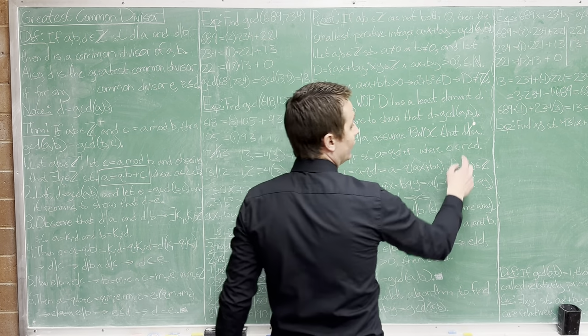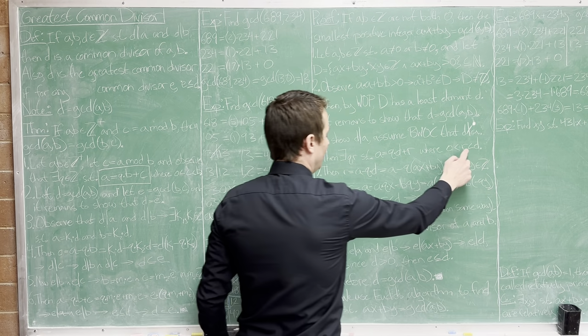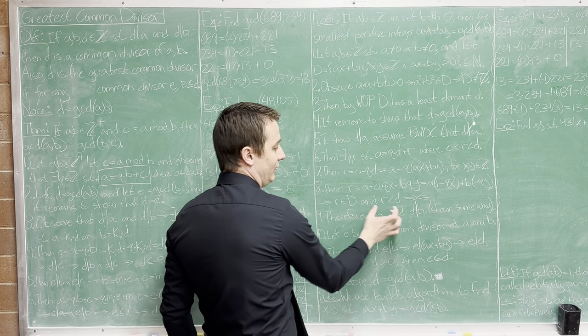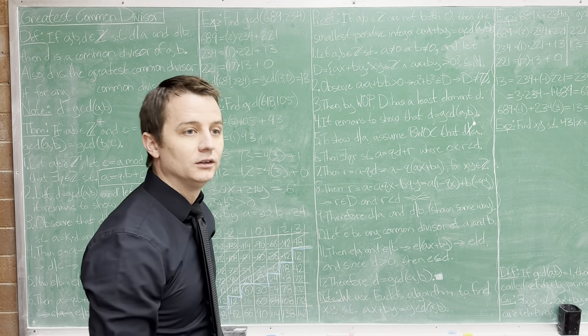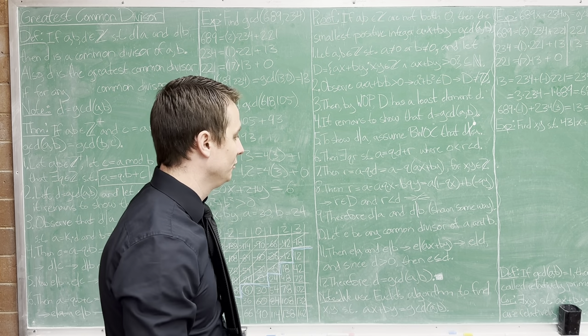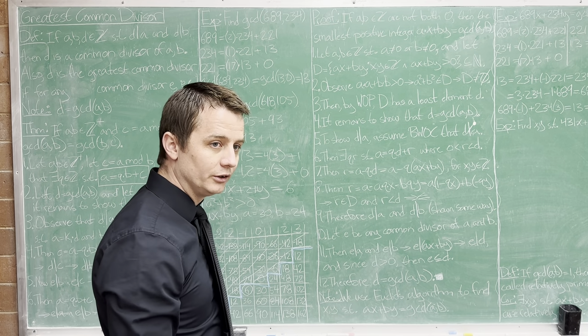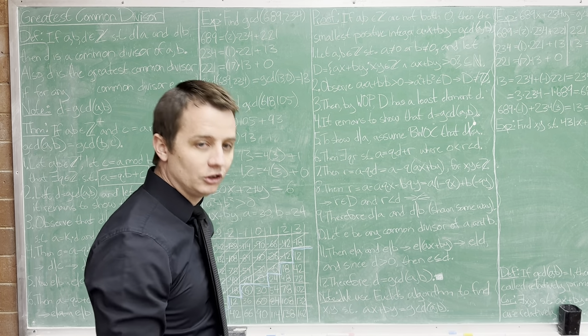So if little d did not divide a, then we were able to find some integer r in D that was less than little d. Impossible. Little d is the smallest thing in big D, right? Contradiction.